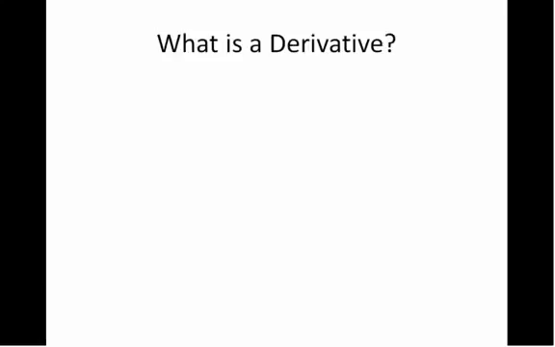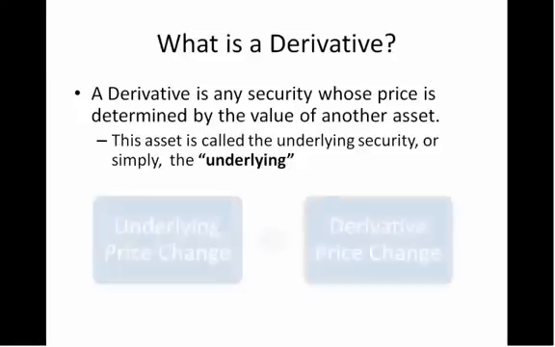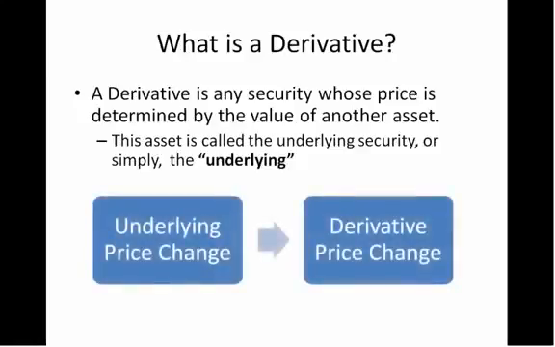A derivative is basically any security whose price is determined by the value of another asset. The second asset is called the underlying security, or simply the underlying for short. The relationship between a derivative and the underlying can be modeled through a simple equation. The price of the underlying will determine the price of the derivative. So when the price of the underlying security changes, the price of the derivative security will change as well.